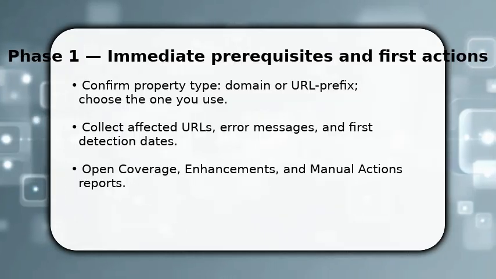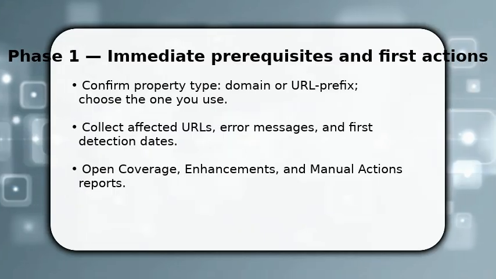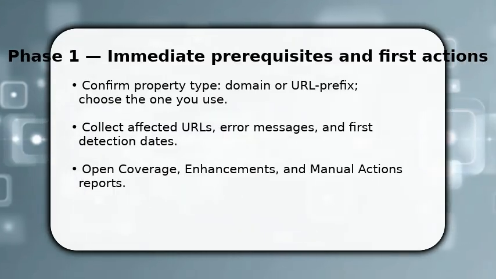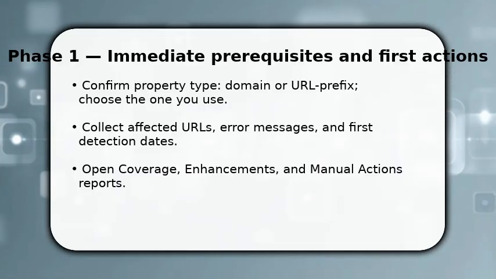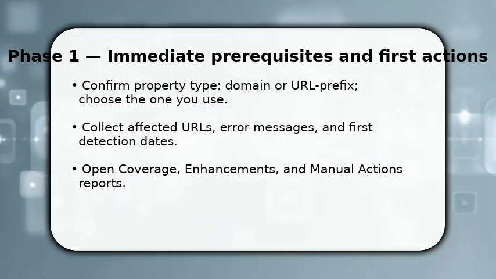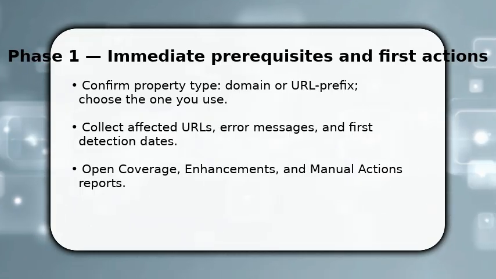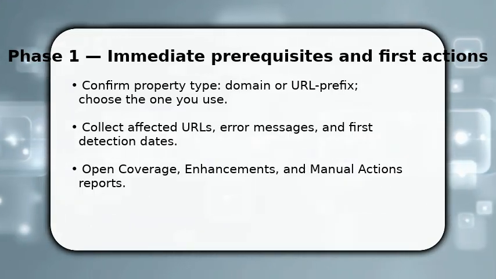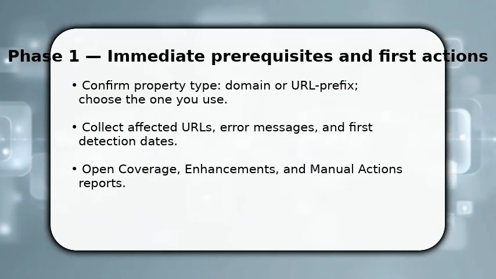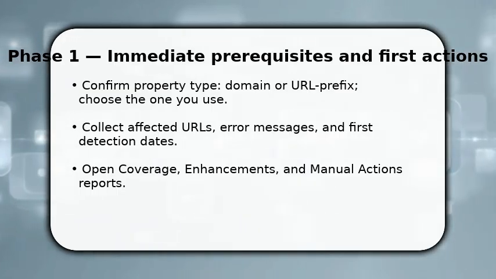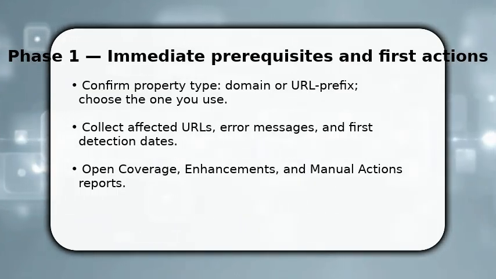You begin by verifying the exact property and gathering precise data. Once done, open the coverage and enhancements reports to see the specific error types. Check whether the issue is an index, crawl, or structured data problem, and note first reported dates. Make sure to download a CSV of affected URLs and copy the exact error text. This saves time during fixes.